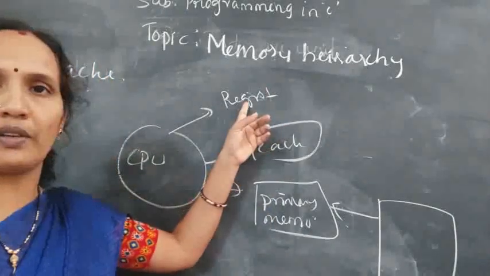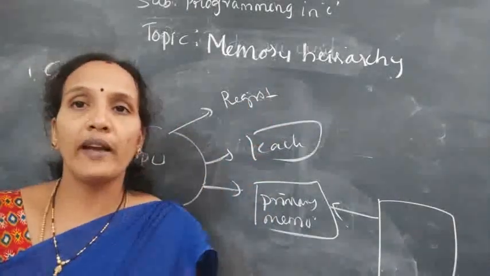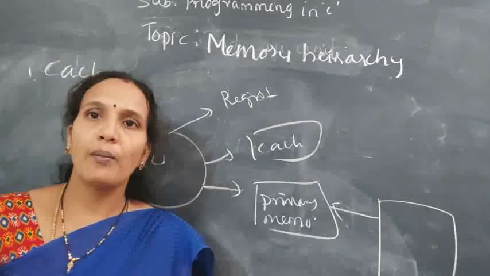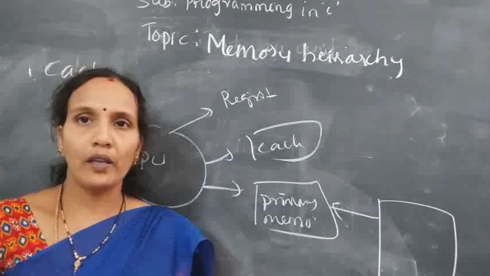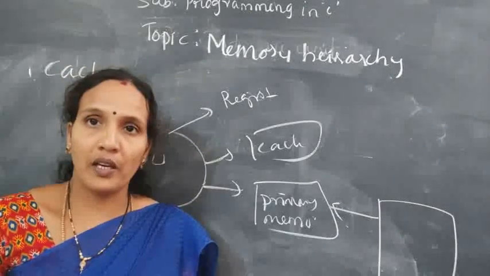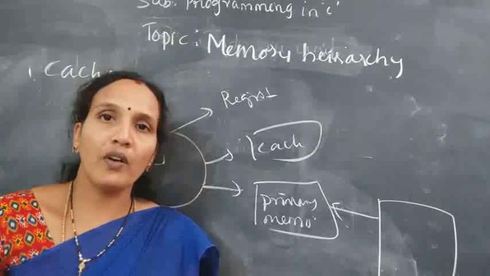So registers we have already completed. Come to the cache memory. The files which are frequently used by the user are stored in the cache memory. Actually, why are we storing them in the cache memory? In order to increase the performance of the system.